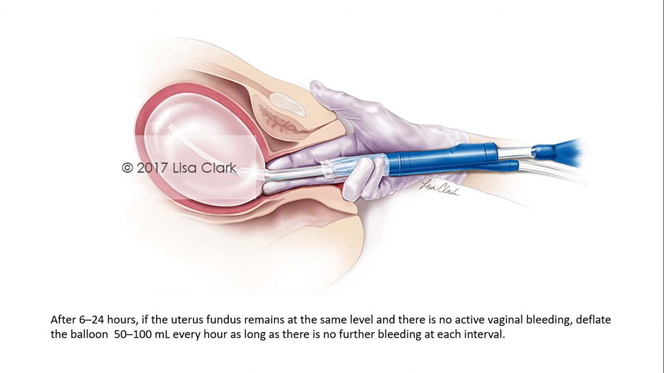and controls the uterine atony. After 6, even 24 hours, if the uterine fundus remains at the same level and there is no active vaginal bleeding, you can deflate the balloon, usually 50 milliliters every hour. And if you notice no further bleeding, you can deflate it completely.